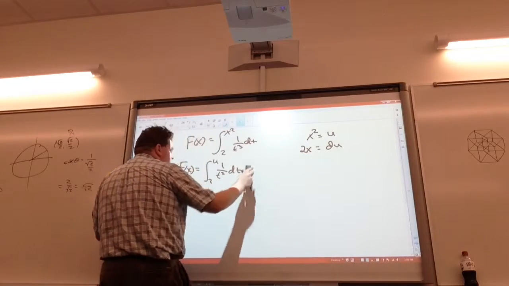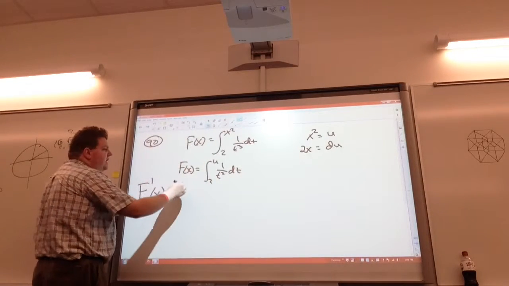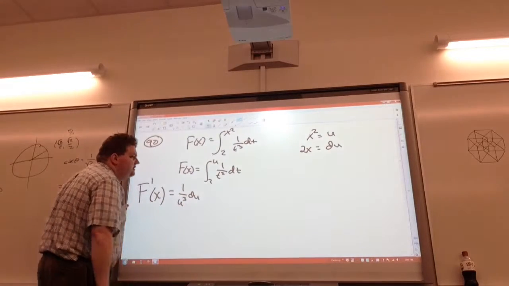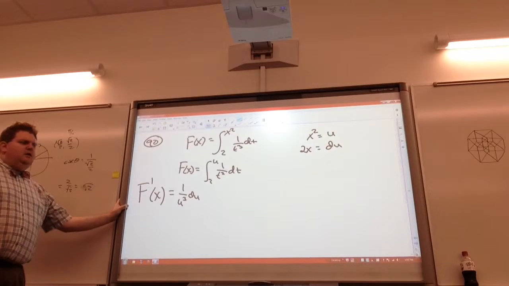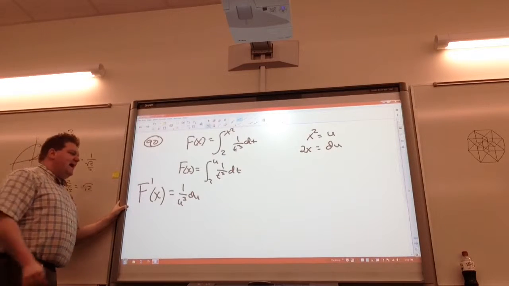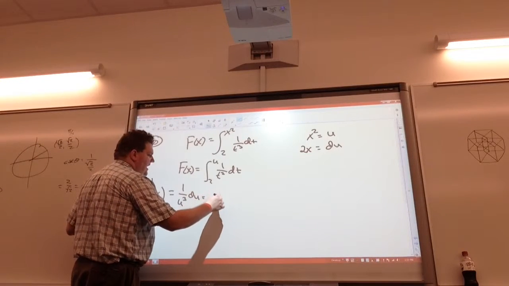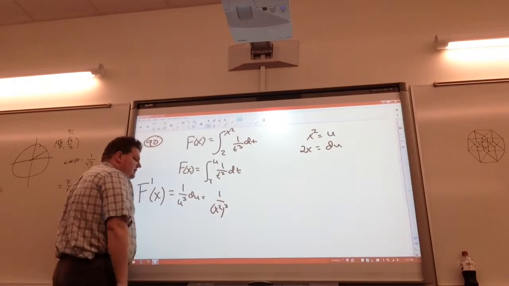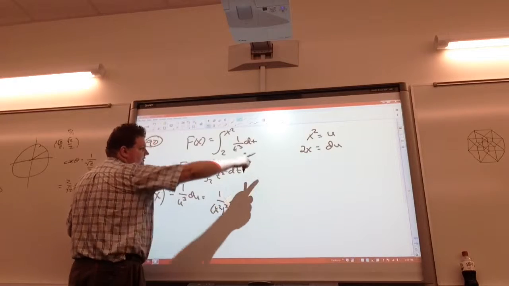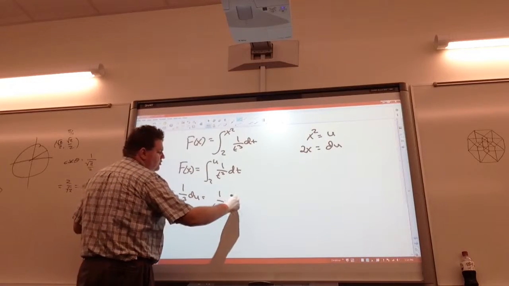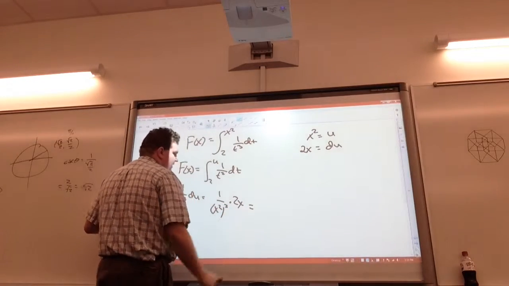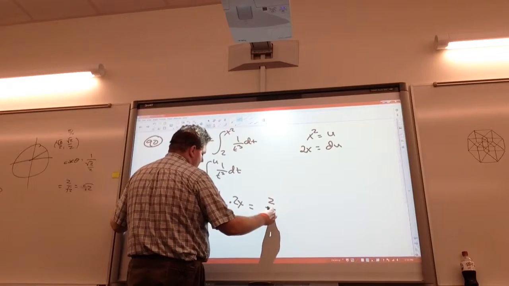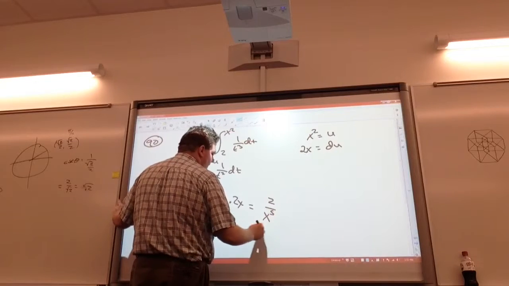So the derivative of this thing should be 1 over u cubed du. Now, when I put x back in, I'm going to have 1 over x squared cubed times the derivative of u, which is 2x. So my final answer should be actually 2 over x to the 5th.